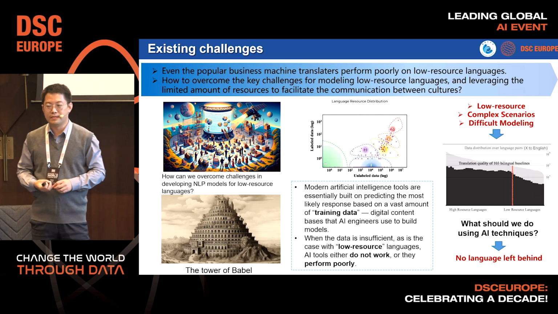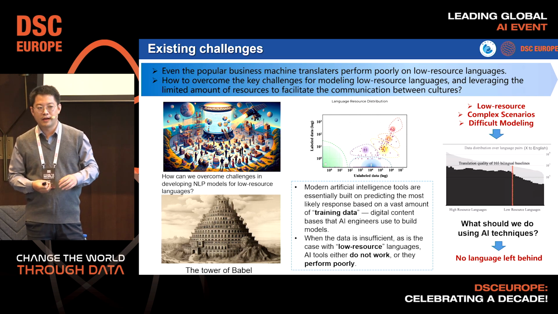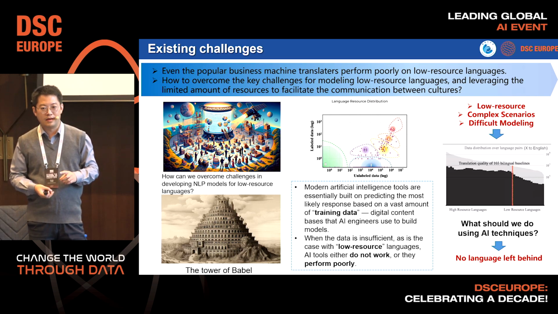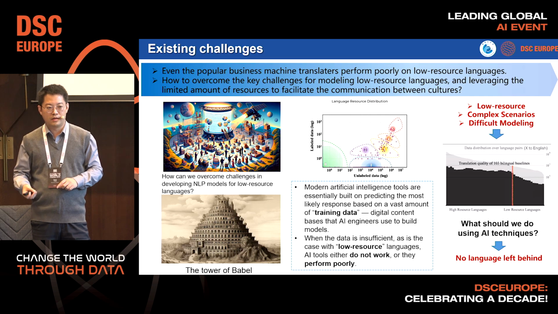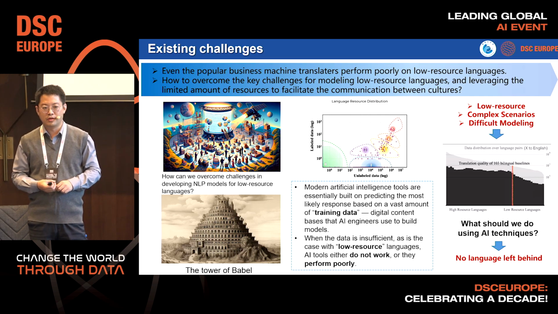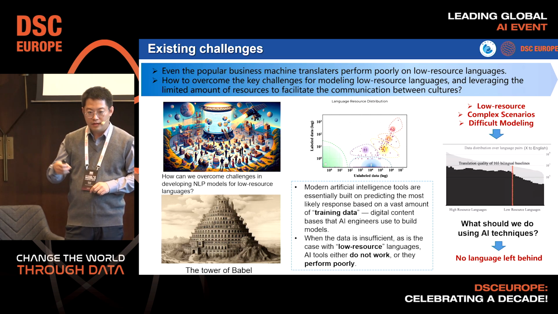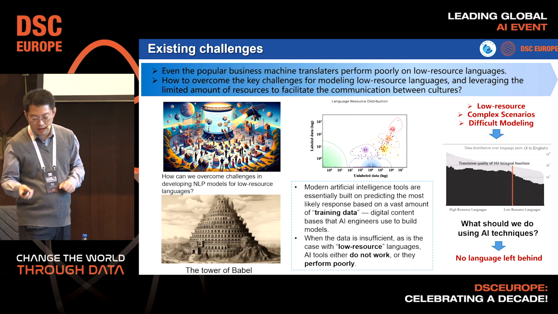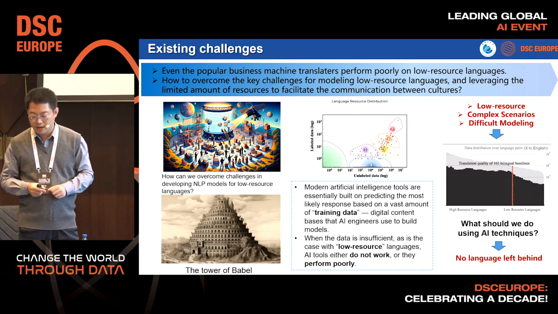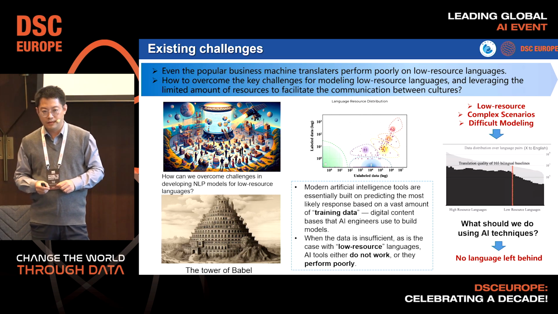You don't have enough data, but the 3 main factors of artificial intelligence are computing power, model, and data, in which data is the primary, the most important one. So without enough data, even a multilingual language model cannot perform well on many downstream tasks. So we have concluded that low resource, complex scenarios, and difficult modeling are the 3 main challenges that we face today in developing a multilingual language model.